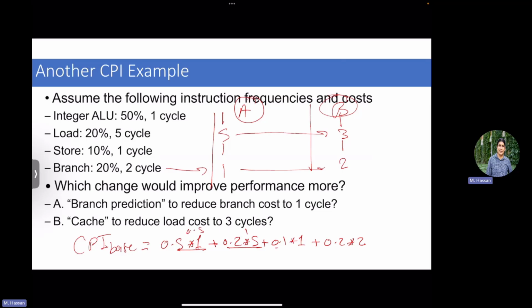1.5. This is 0.1, and this is 0.4. So you end up with 0.5, 0.5. This gives you 2. So you have a CBI of 2 for the baseline, right?